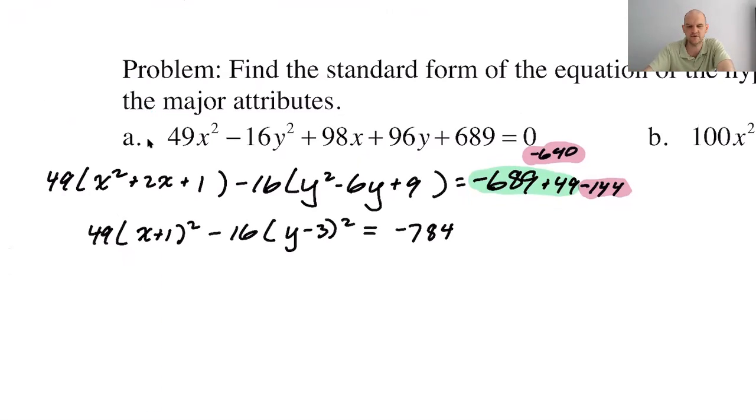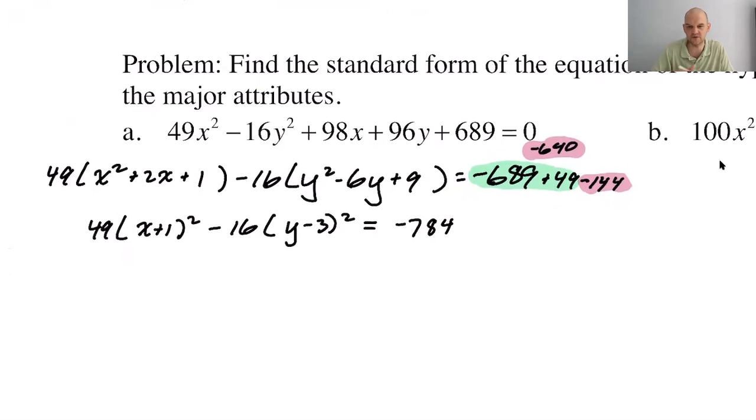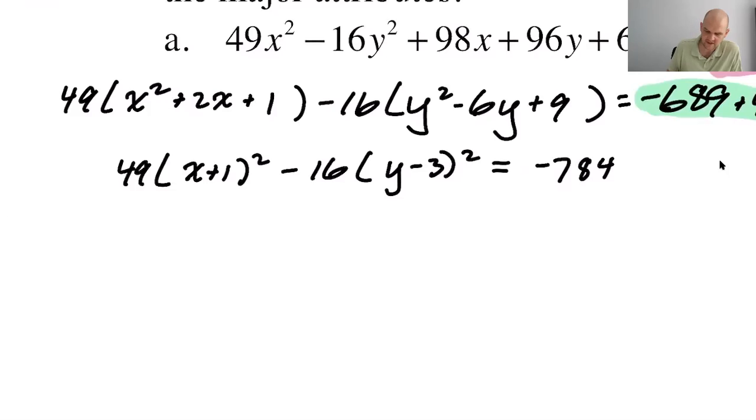No way. Like one millionth of a percent probably. Anyway, it's 784. I just checked it on the calculator while I was babbling there. So now what we're going to do though is divide through by a negative.